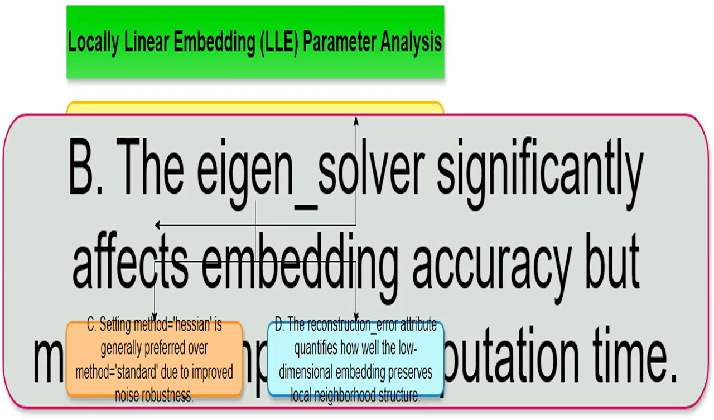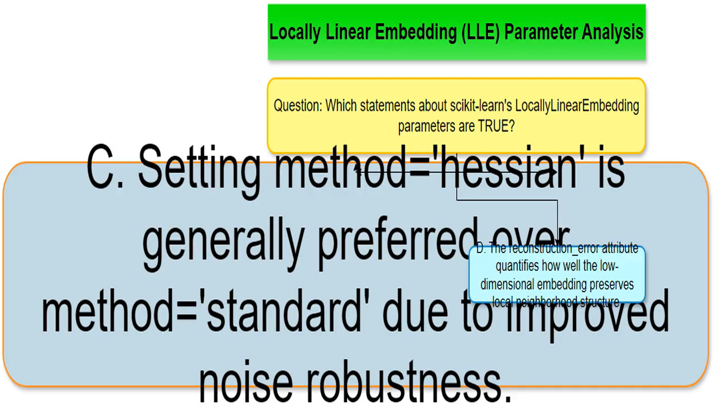The eigen_solver parameter impacts both accuracy and computation time. Different solvers have different computational complexities, and thus impact the speed. It's incorrect to say its impact on computation time is minimal. A less efficient solver could lead to less precise results. The choice between method equals Hessian and method equals standard isn't universally clear-cut.